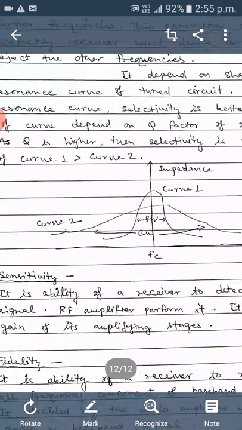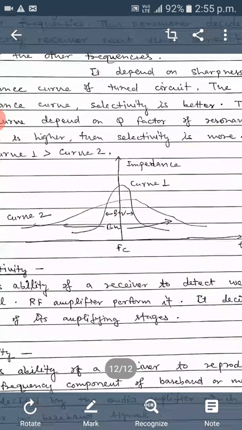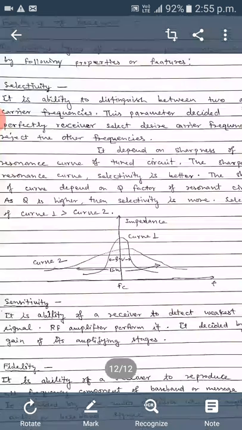As we see in this diagram, curve 1 has much higher selectivity as compared to curve 2, which has the larger bandwidth, while curve 1 has the less bandwidth. So that's why curve 1 has a higher selectivity as compared to curve 2, because the sharpness is higher for curve 1. The next parameter is sensitivity.